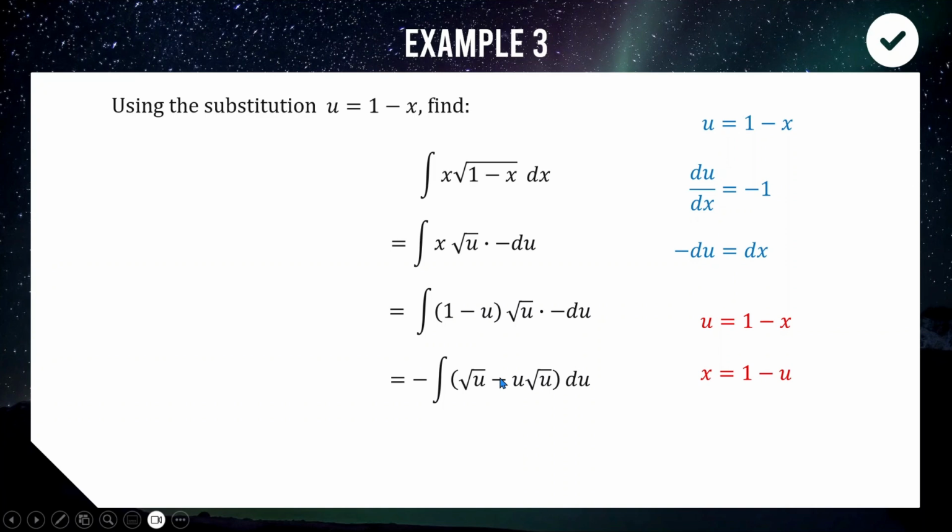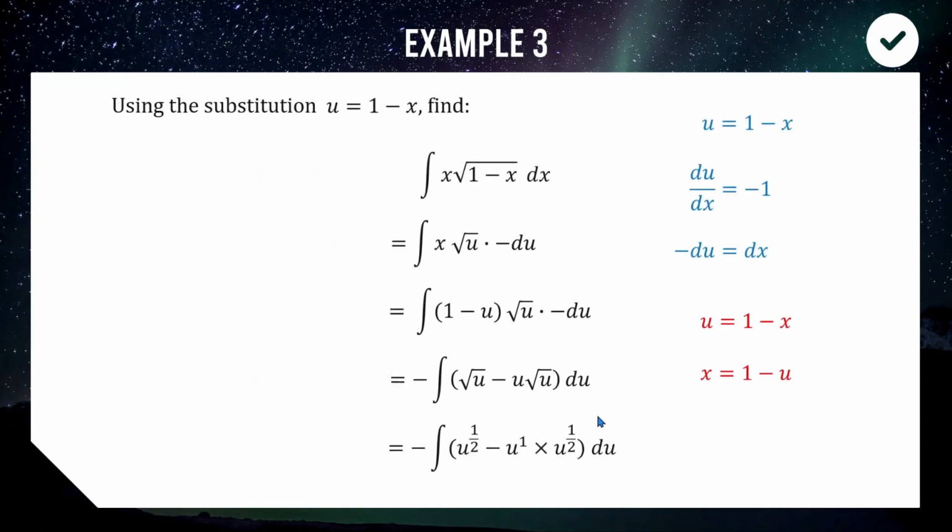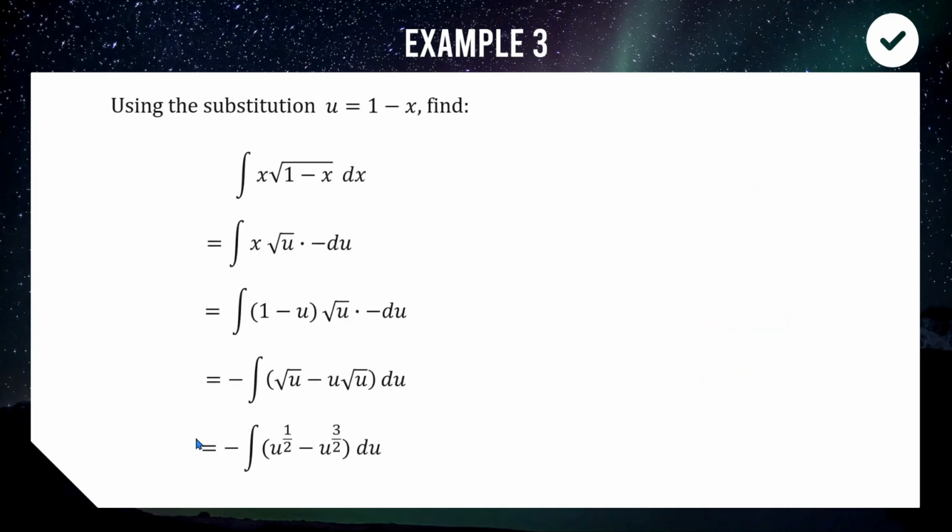Okay, so to apply some integration, we're going to have to write everything in index form. So we have a power of a half for the square roots. We have u, which is actually u to the 1, and that's multiplying another square root, which is a power of a half. So when we multiply these two together, the powers are going to add together and give us 3 over 2. So our next step is to make this u to the power of a half. So again, that one there, adding the powers becomes 3 over 2. Okay, now we have them in index form.